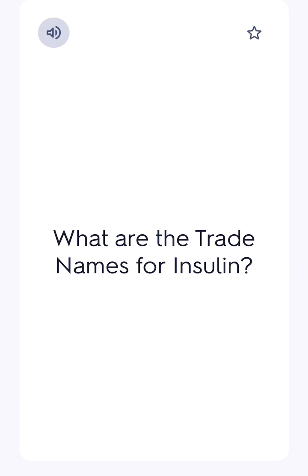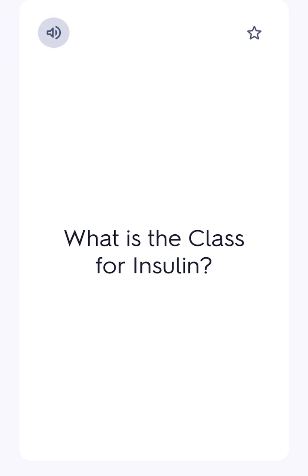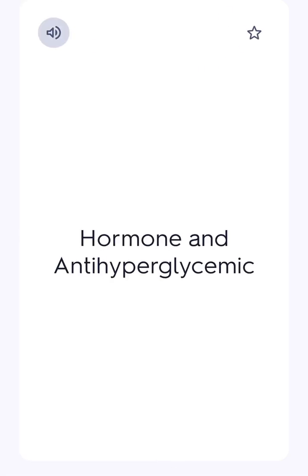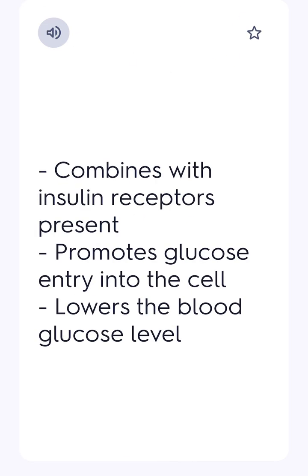What are the trade names for insulin? Humulin, Novolin, Iletin. What is the class for insulin? Hormone and anti-hyperglycemic. What is the mechanism of action for insulin? Combines with insulin receptors present, promotes glucose entry into the cell, lowers the blood glucose level.